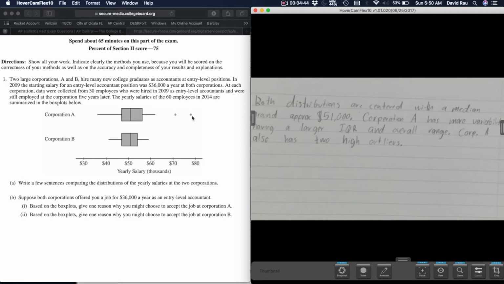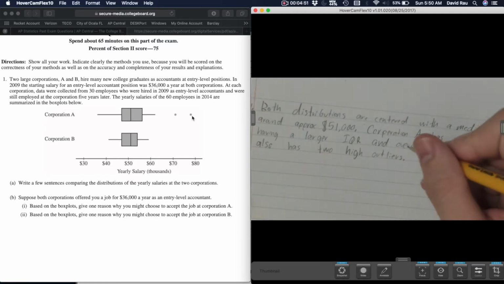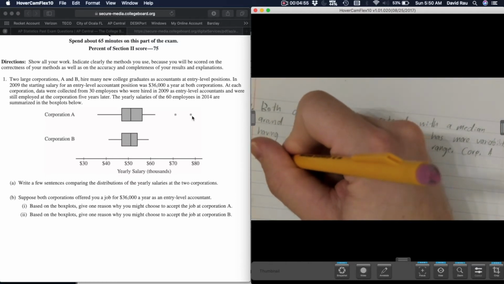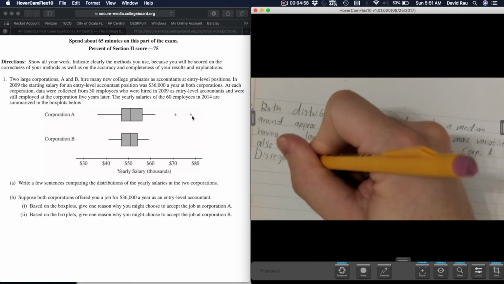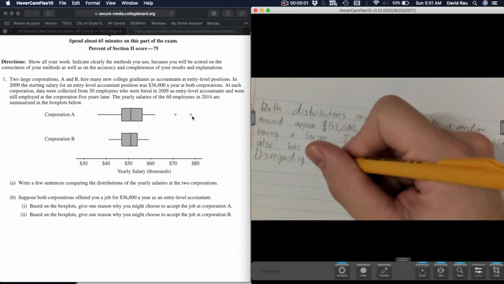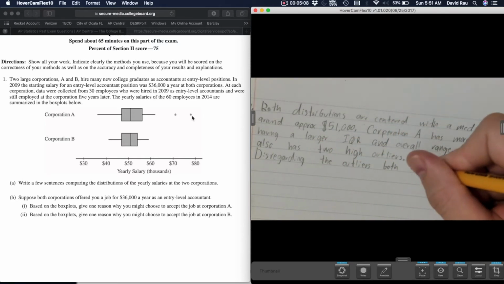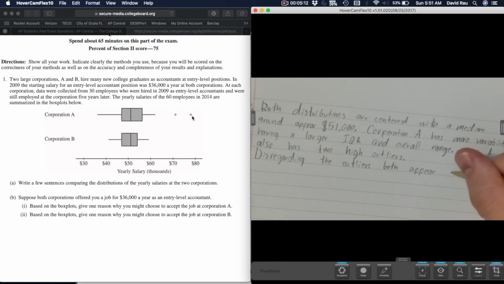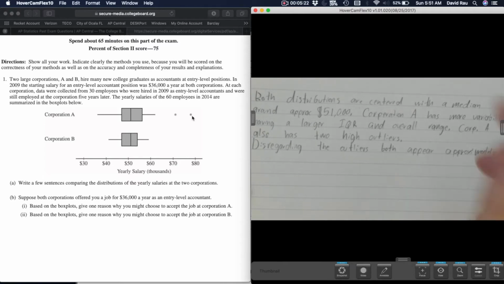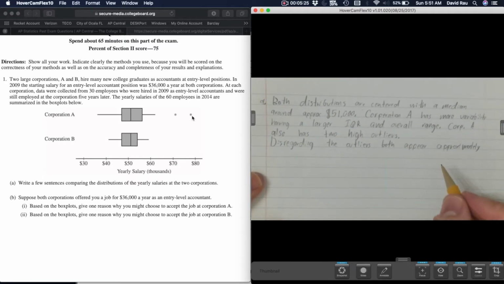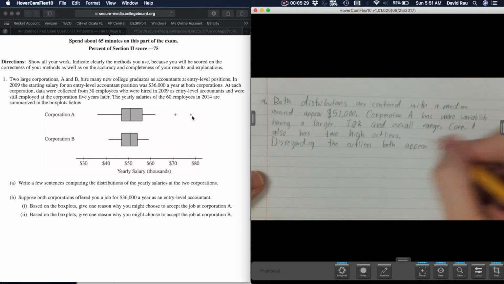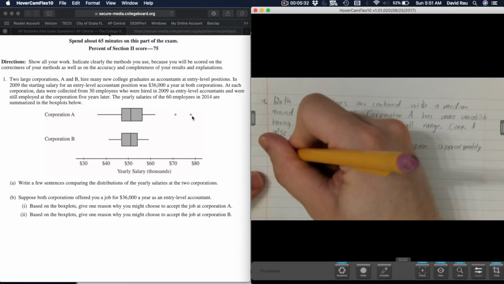What else can we say here? I guess what I would say is, disregarding the outliers, both appear approximately, pretty much just always say approximately. Don't talk about anything for certain. That's kind of what stat is all about. It's saying somewhat, could be, which is kind of weird. Anyways, they both appear approximately symmetric.